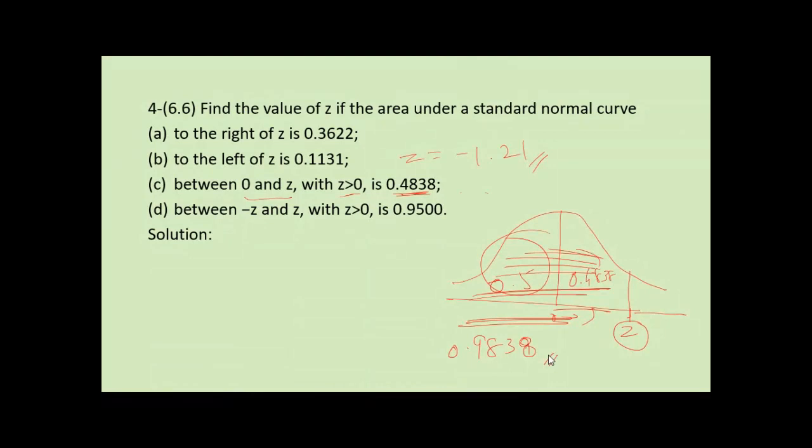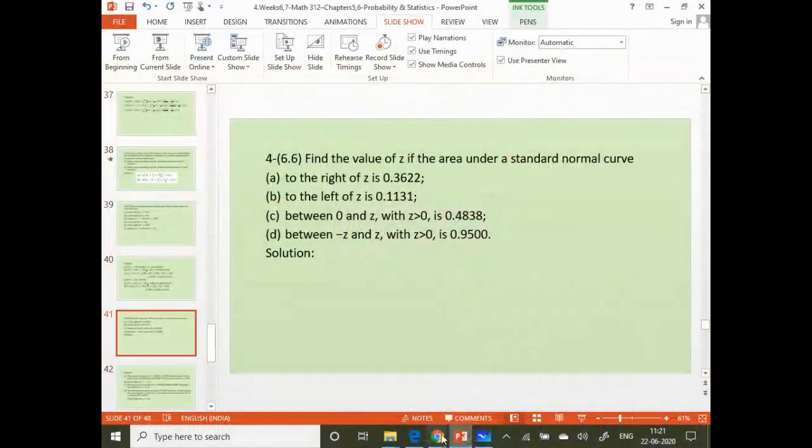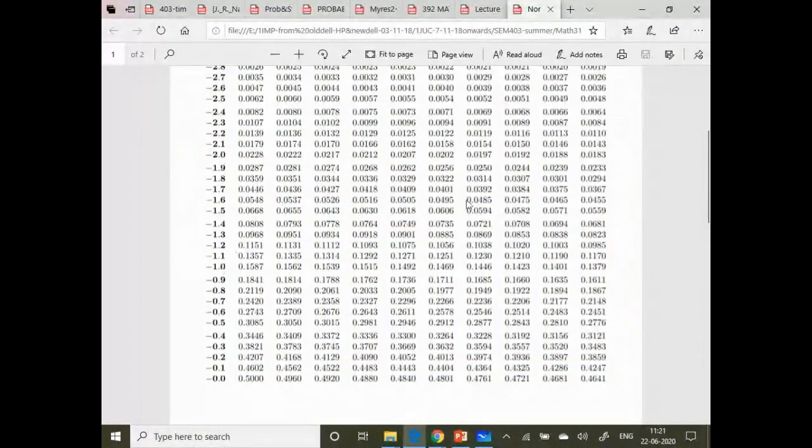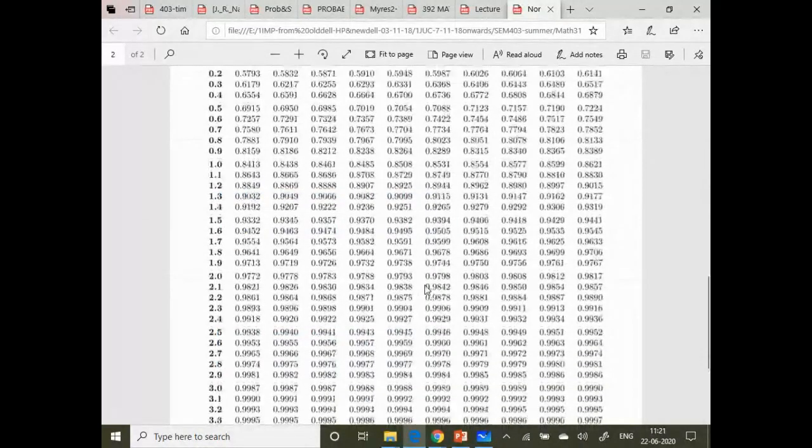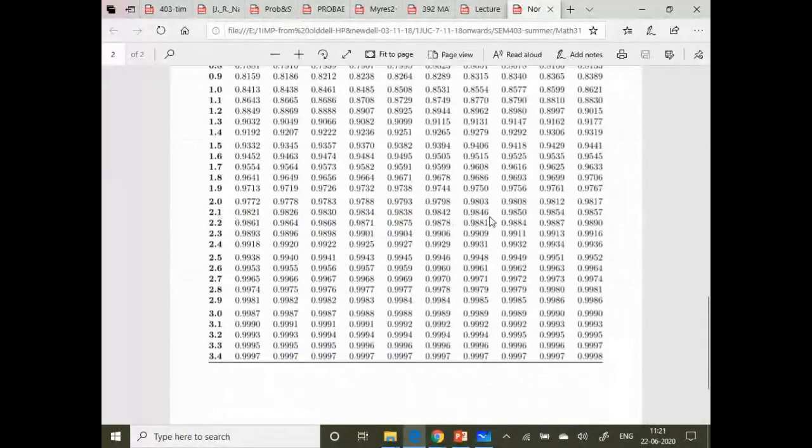For 0.9838, we will find a Z value from the table. The area is 0.98, so on the right side, a positive value. You can find 0.9834 somewhere here. Yeah, we got exact values. Sometimes we won't get an exact value, so we take the nearest values. So this is the area, 0.9834.